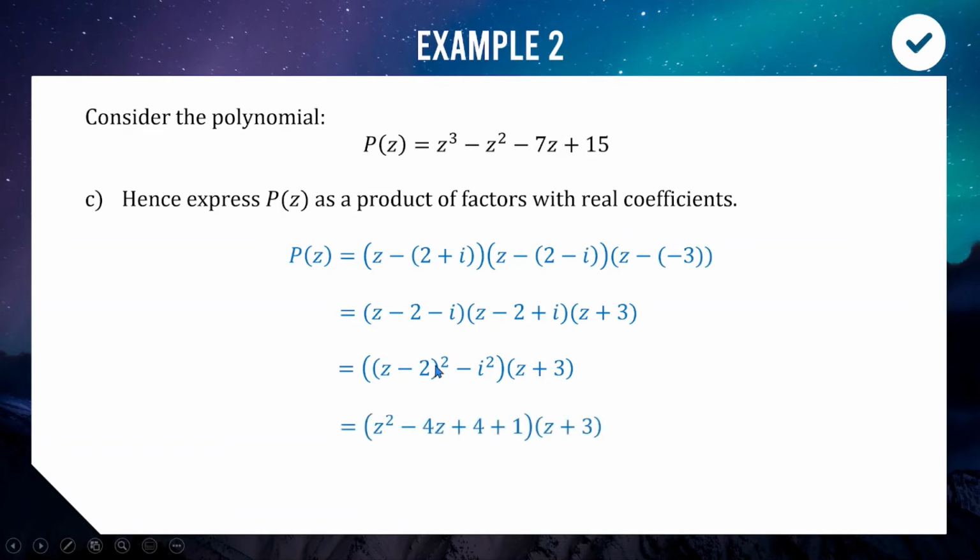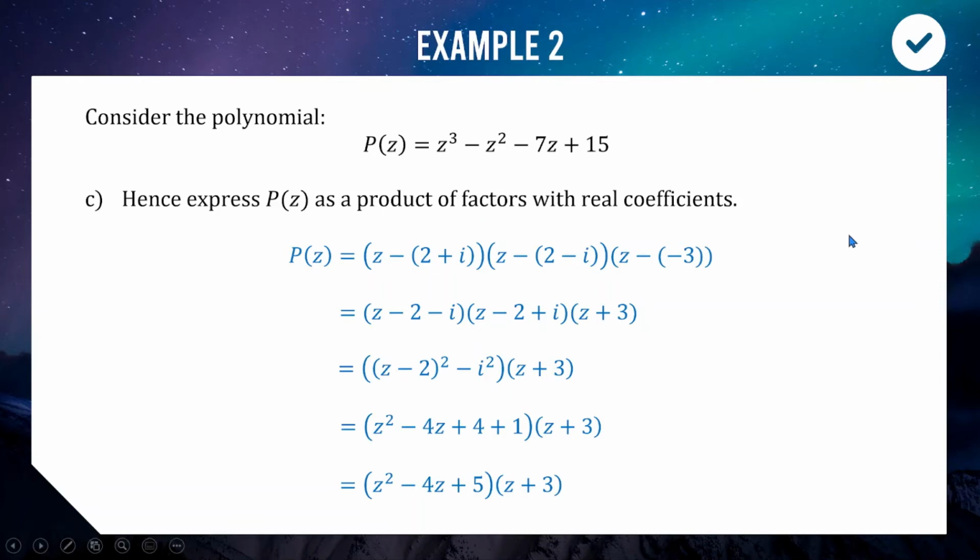So we have z squared minus 4z plus 4, and then minus i squared turns into positive 1. So there we get plus 5 on the end, and there we have a product of 2 factors where all of our coefficients are real. So we have satisfied the criteria of the question.